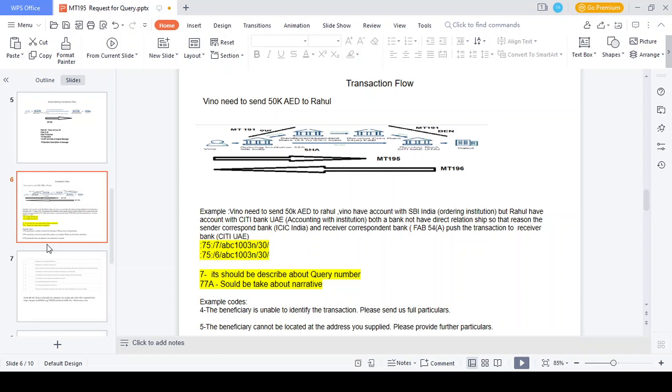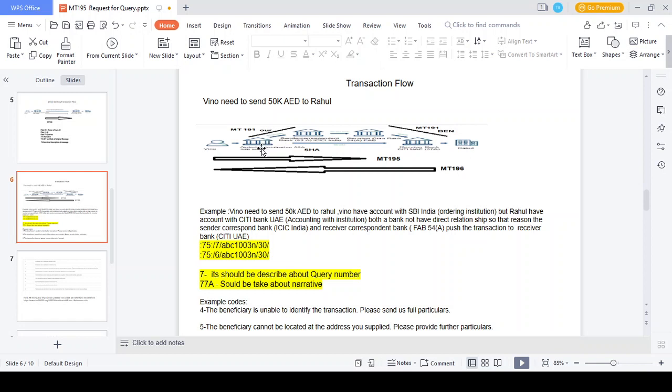In this scenario, we need to send 15k to Rahul. We don't have a direct banking relationship with Rahul's bank, because we hold the account in SB India and Rahul holds the account in Citibank UAE. So the ordering institution SB India is approached by the sender correspondent, which is approached by the receiver correspondent, which is approached by the beneficiary bank. That is a simple example. We need to send 15k to Rahul. We hold the account in the ordering institution SB India, which doesn't have a direct relationship with Citibank UAE, where Rahul holds the account.